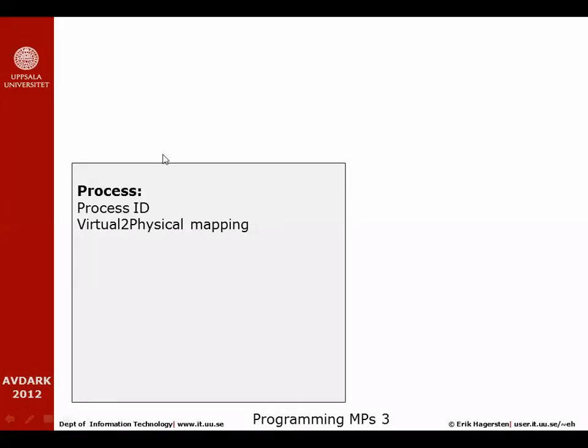So a process is a unit of computation that you have in a machine. And this unit process contains a unique process ID, which is unique for this process, and no other process has this ID running on the same operating system. It also contains some mapping of virtual to physical addresses, which is also unique for this process.